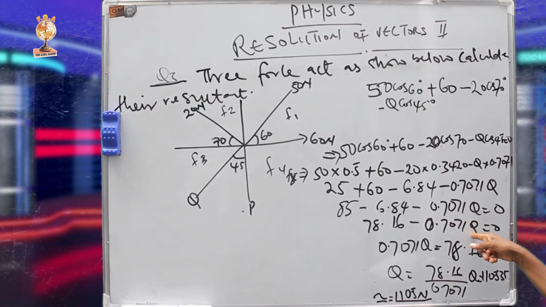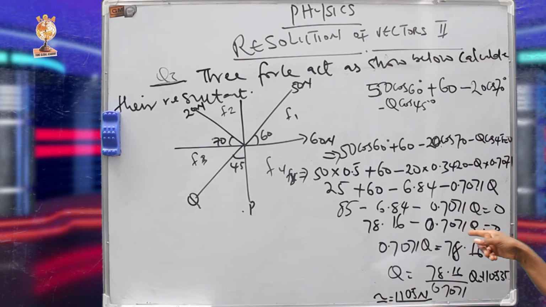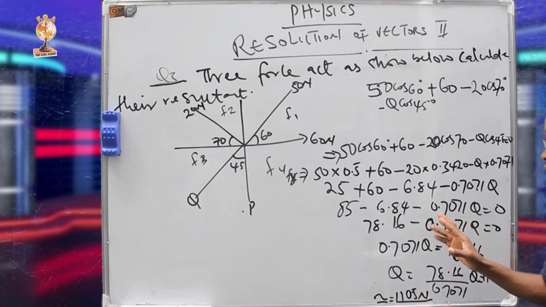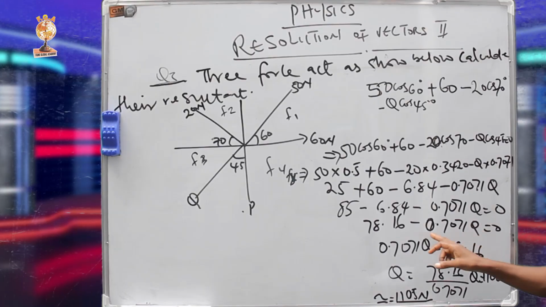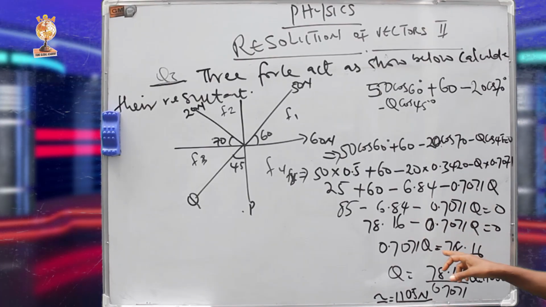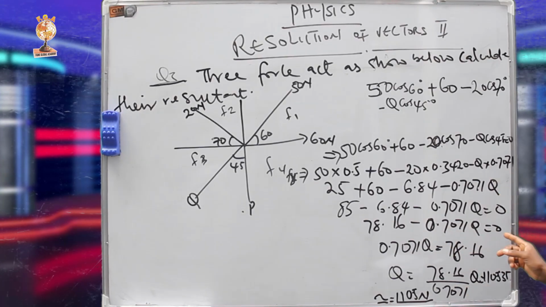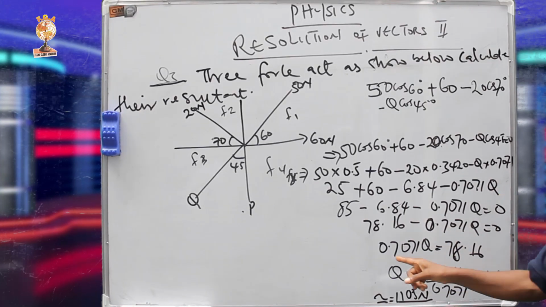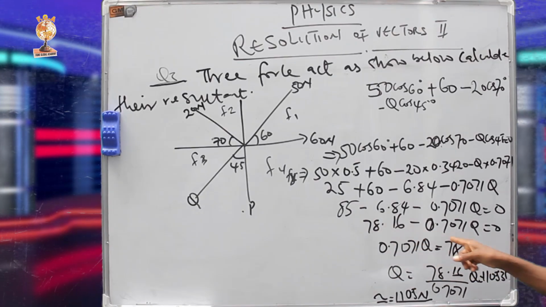Remember, I can't subtract this from this because 0.7071 has a Q. If, for instance, it's 0.7071 plus Q, I can subtract. But they are together, so I can't subtract. So it equals 0. If this one goes the other way, it becomes positive. Once you cross the equality sign, the sign changes to plus. So you have 0.7071 Q is equal to 78.16.